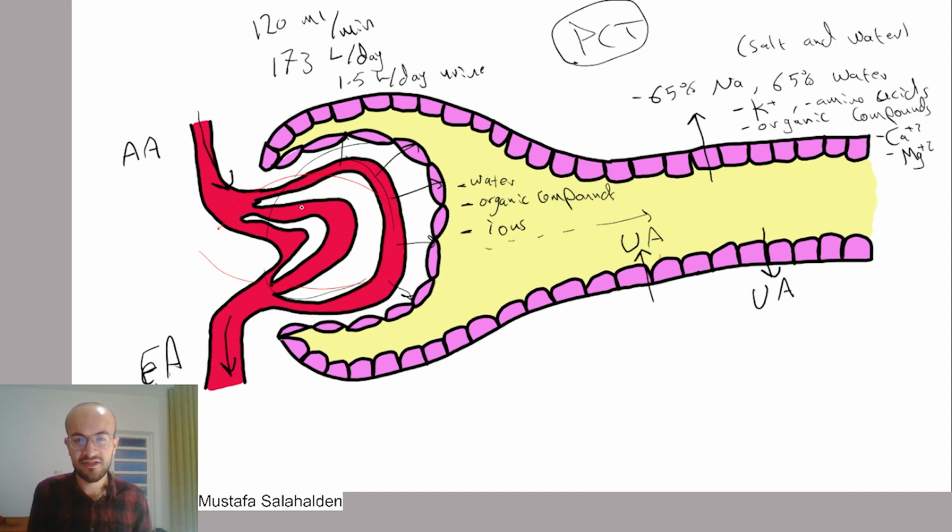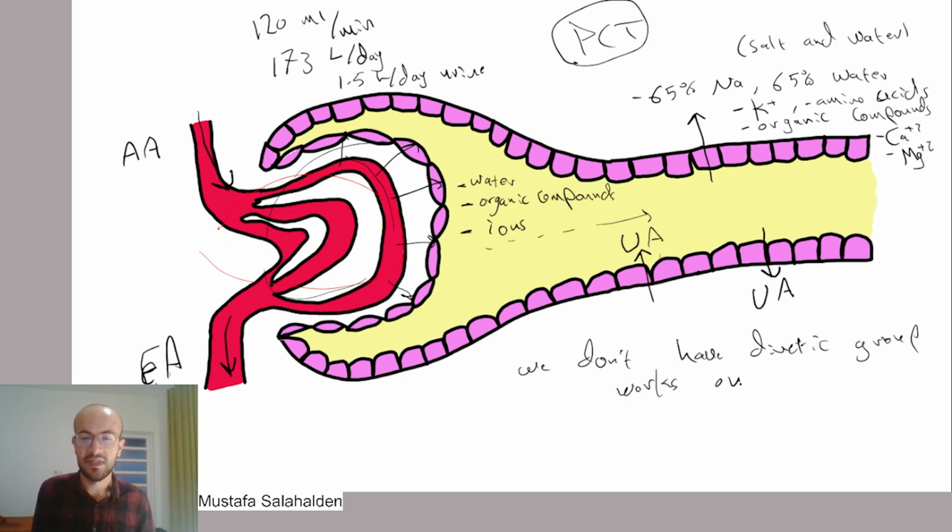So we have filtration, then we have reabsorption in the proximal convoluted tubule, and we don't have a single diuretic group that works directly on the proximal convoluted tubule. So let's write it here: we don't have a diuretic group that works on the PCT, proximal convoluted tubule.